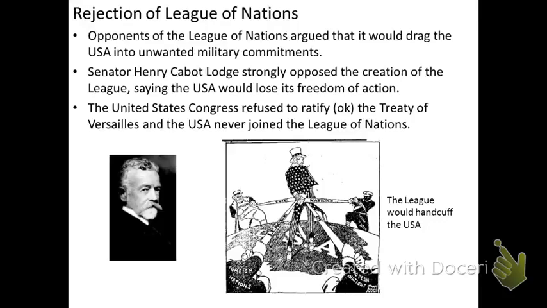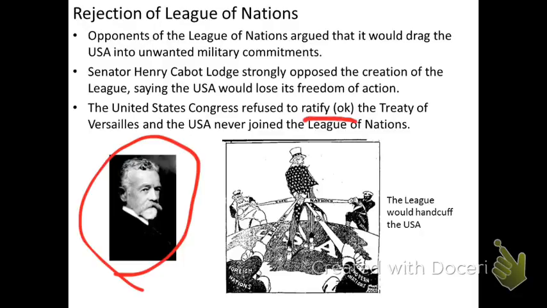Now, the rejection of the League of Nations. We have a couple of pictures of cartoons down here at the bottom. The bottom left would be Senator Henry Cabot Lodge, who was the main opponent to the League of Nations here in the United States and in the Senate, and because it was a treaty, the Treaty of Versailles. Any treaty the executive branch comes up with, whether it's negotiated personally by the President or Secretary of State or anyone within his administration, has to be ratified, has to be okayed by the U.S. Senate.